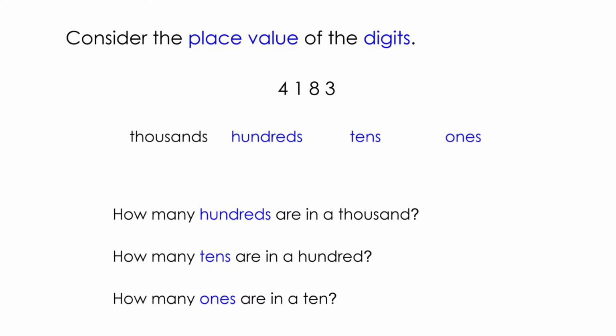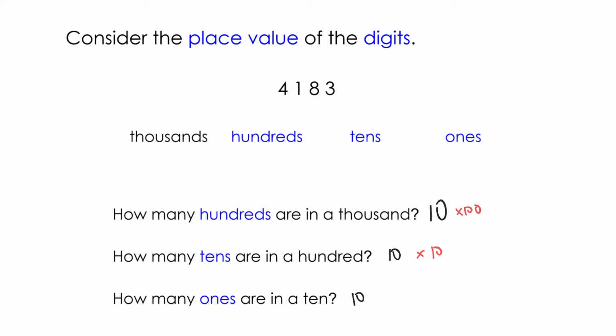Consider the place value of the digits. So you have 4,183. How many hundreds are in 1,000? Well, there are 10 hundreds in 1,000. How many tens are in 100? Well, there's 10. How many ones are there in a 10? Well, they're all 10. So this is why our numbers are so lovely. They're so easy to figure out. All of these here, you're just really just multiplying by 10 to figure out.